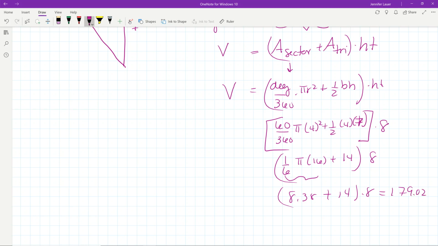And remember, again, we are dealing with meters, and it's got to be in cubes. Okay, and that is it on volume.